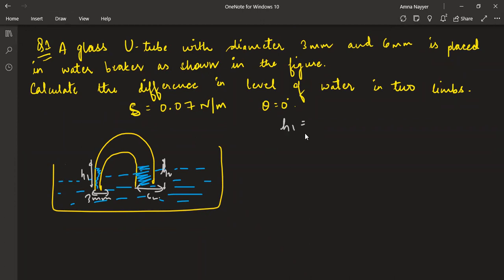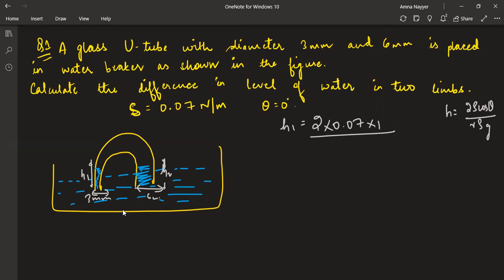First find out H1. Now, the formula of H will remain 2S cos theta by R rho g. Fine. So how will we write H1? We'll write 2, surface tension 0.07, cos theta, cos 0 is 1.